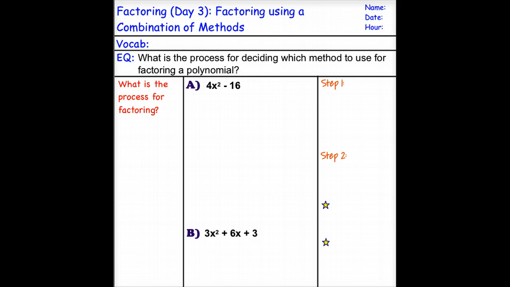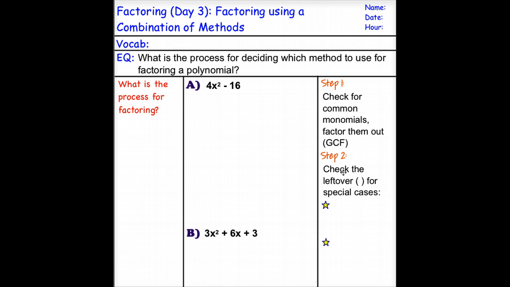Today we're going to work more with factoring using a combination of methods to learn to decide which method we're going to use when we're factoring. So the first step that we've been talking about the last 2 days is we want to first see if there's any common monomials so we can factor those out. Once we have done that, then we're going to check those leftover parentheses for those special cases.